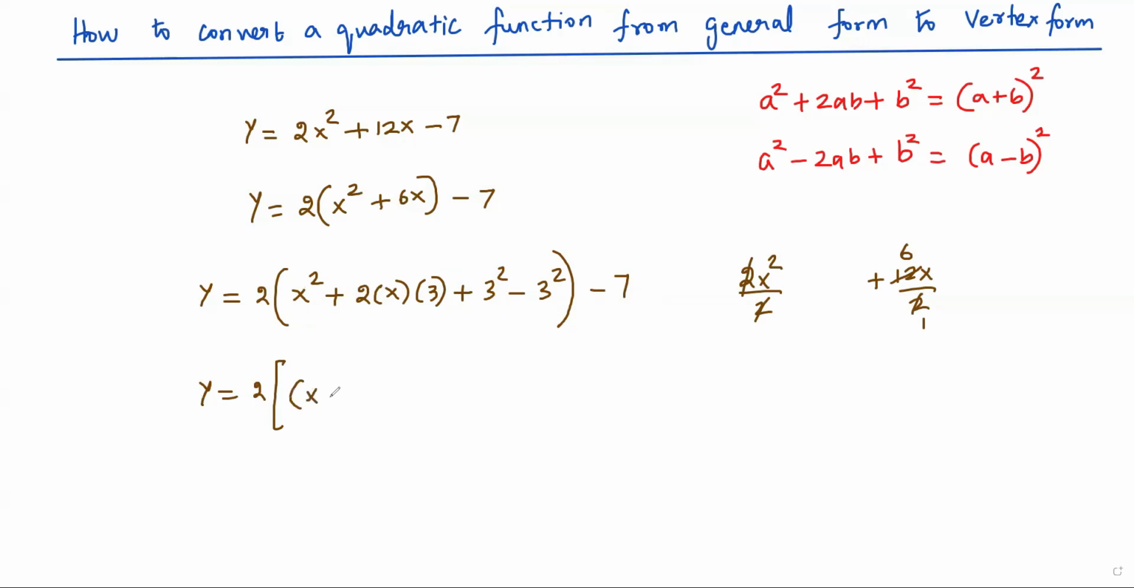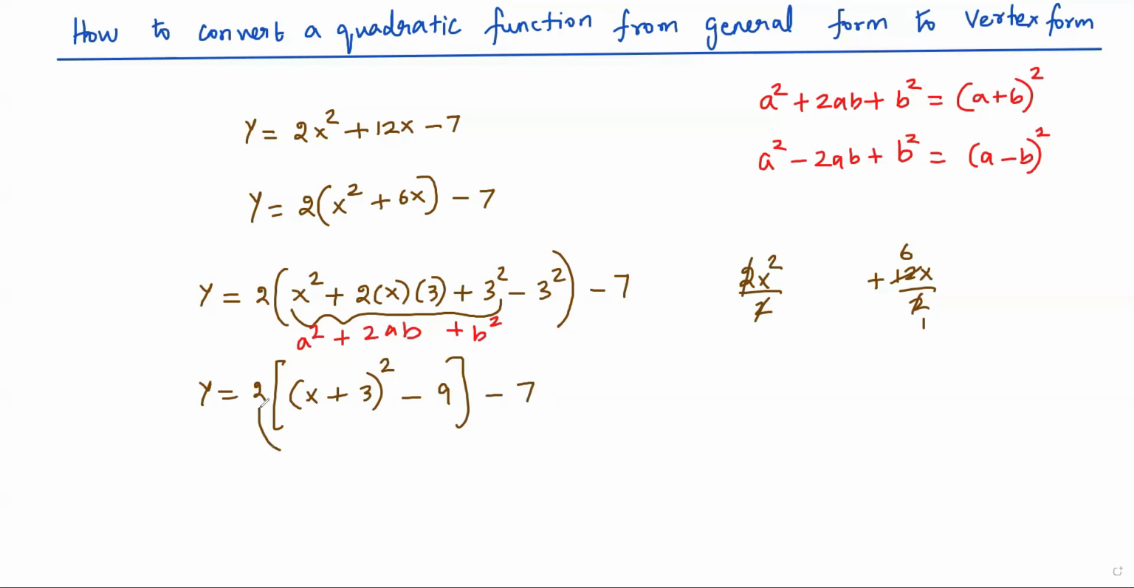For a, we have x. And since 2ab is positive, we take a positive sign. For b, we have 3, the whole square. I am writing this x positive 3 the whole square for this expression because this expression is in the form of a square positive 2ab positive b square. Now negative 3 square will become negative 9, negative 7.